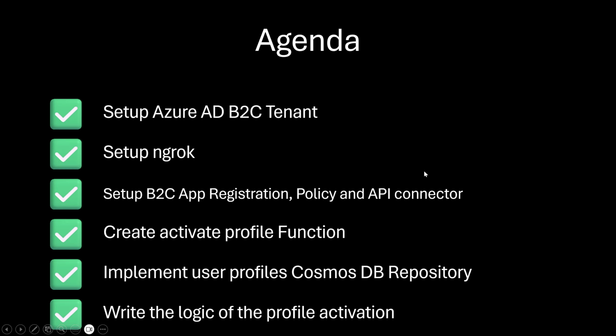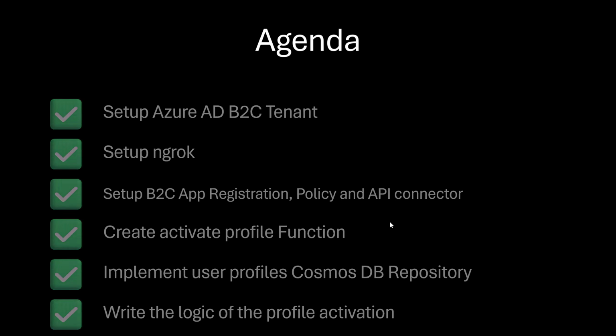So the agenda for what we are going to practically work on: set up the B2C tenant, create the app registration and the policy for the API connector. We will set up ngrok, or ngrok, whatever you want to call it. I don't know how to pronounce this thing correctly. I'm going to go across this just after this slide. And we will create the activate profile function. No logic will be there, we will just return. We will implement the user profiles Cosmos DB repo in another video, and also the logic of the function.